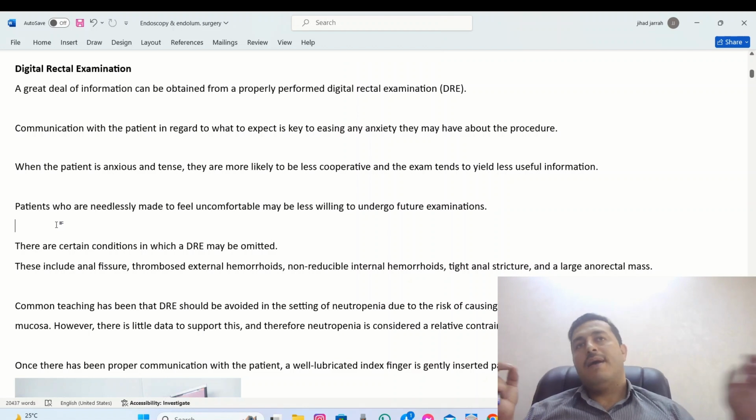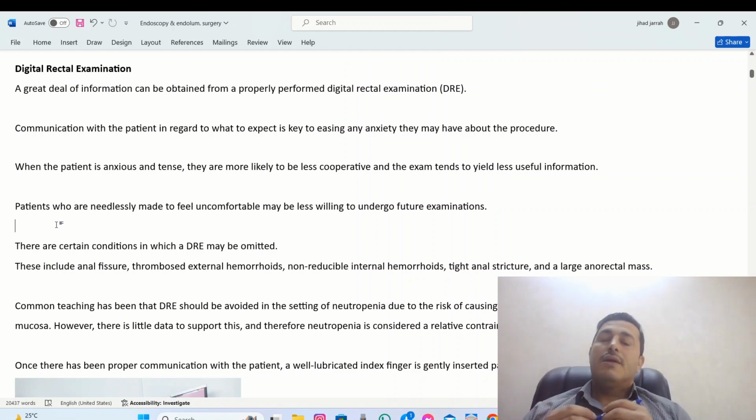Digital rectal exam, as we said, the key to the digital rectal exam is the communication with the patient to decrease the anxiety. Any pain or discomfort will make the exam more difficult and we get less information. Also, the willingness of the patient in the future to repeat the exam will be decreased.